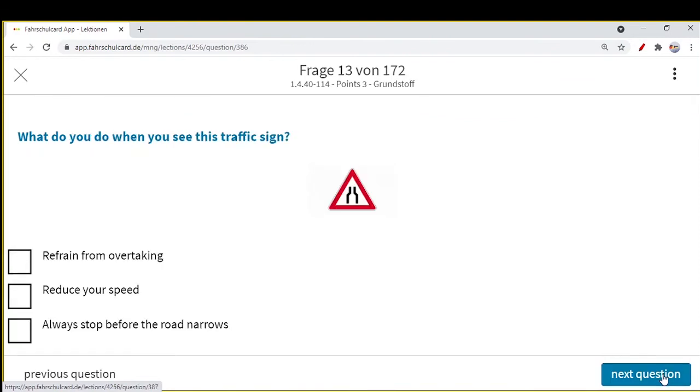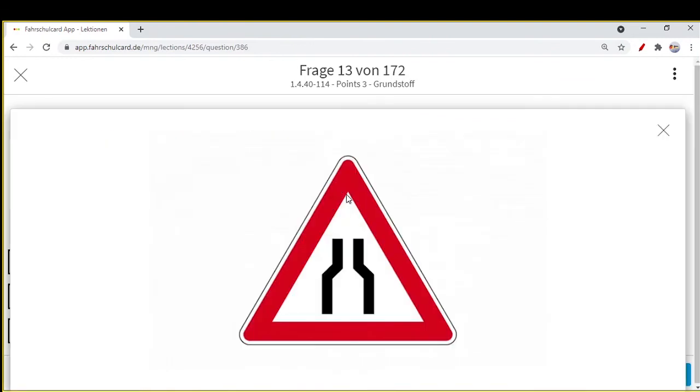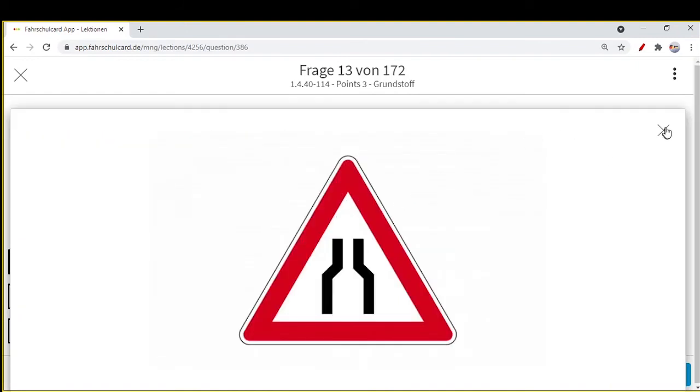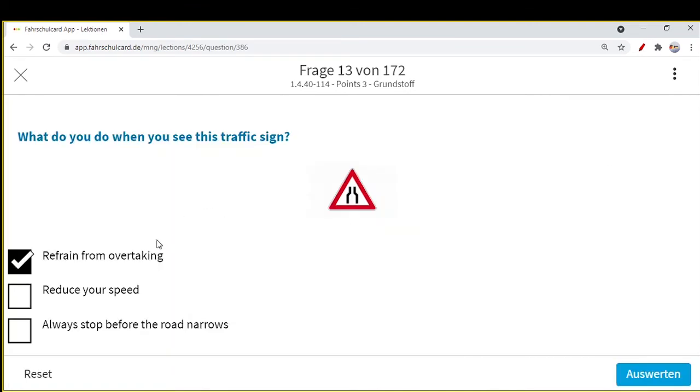Let's move to the next question. What do you do when you see this traffic sign? If you see there is a bend in both of the traffic lanes, incoming and outgoing, that means you need to reduce your speed, and you need to be very careful. So refrain from overtaking for sure. There are bends and you never overtake when the traffic or road situation is not clear. So this option is correct. Refrain from overtaking, reduce your speed.